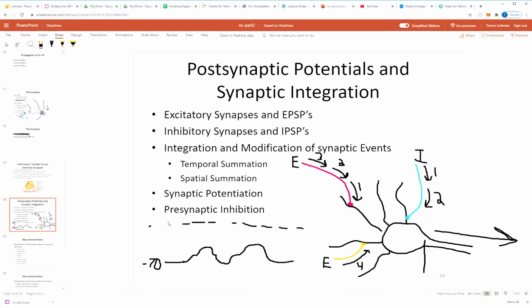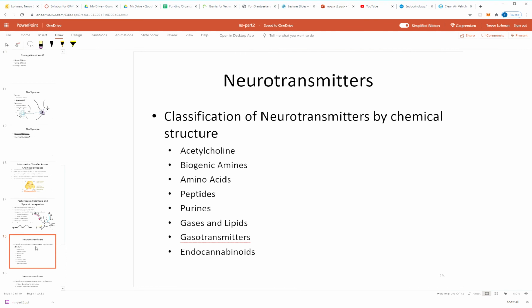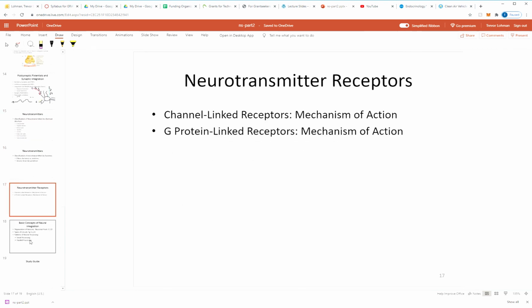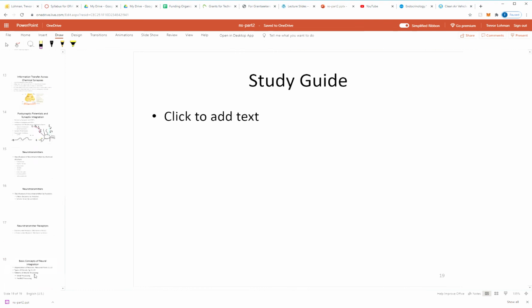Don't worry about synaptic potentiation and inhibition. I think we've got enough on our plate. Same with this, we're not going to go through classifying neurotransmitters. We may actually be done. Let me see. Yeah, I think we're good, guys.